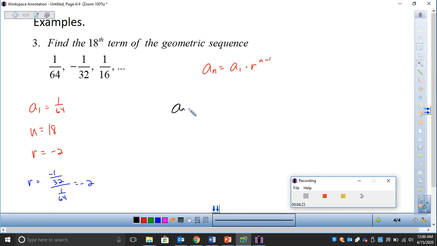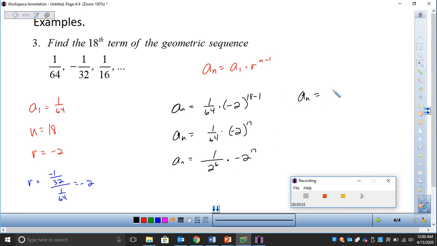So a sub n equals a sub 1, 1/64, times negative 2 to the 18 minus 1. A sub n equals 1/64 times negative 2 to the 17th. I'm going to switch some things around here. Another way to write 64 is 2 to the 6th, so 1/64 is 1 over 2 to the 6th. And negative 2 to the 17th is negative 2 to the 17th. It's a negative to an odd power, so it's going to give us a negative number.